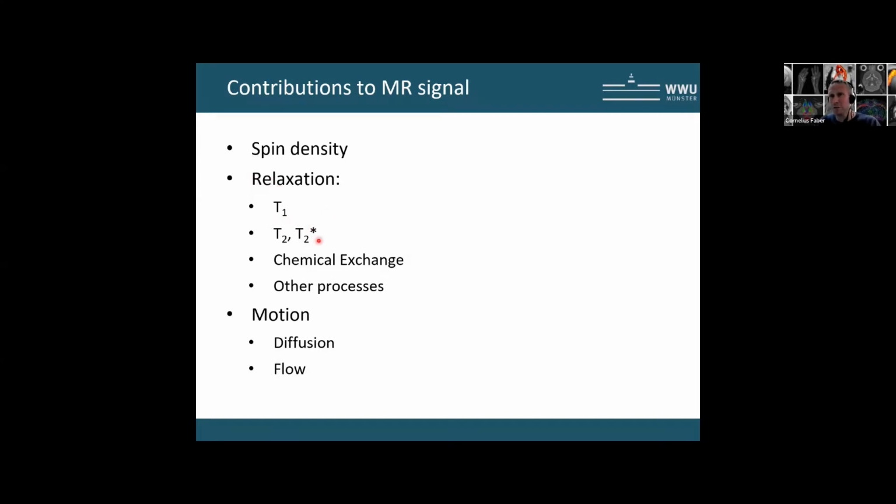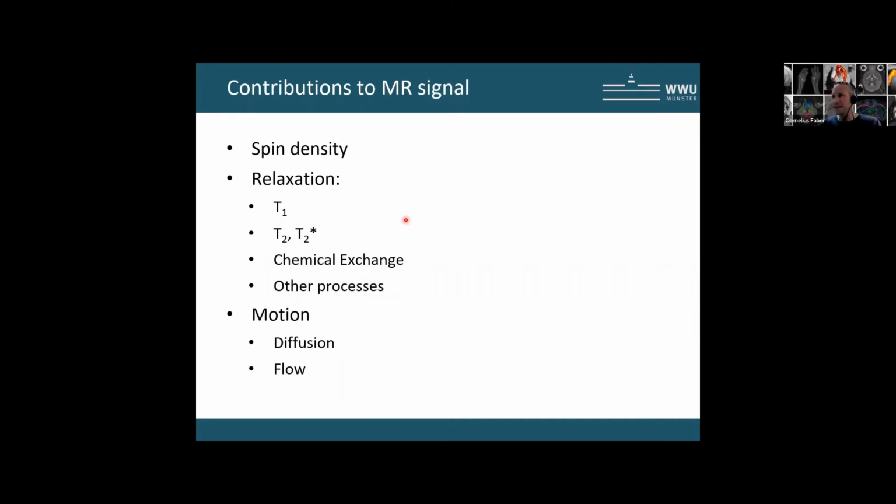So, you know, we have T1 relaxation, the transverse relaxation, T2, T2 star. But there are other processes like chemical exchange and many other processes we're not going to talk about. So actually what will be the major topics today is the effects of T1 and T2 and T2 star relaxation, and we will exploit them to get information about tissue structure and function.